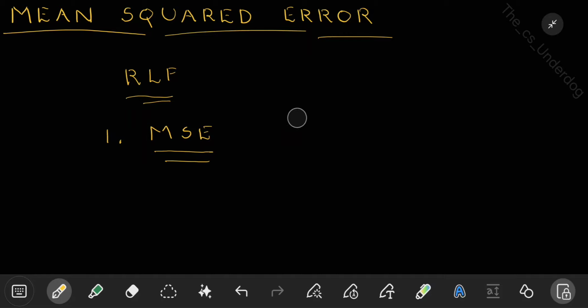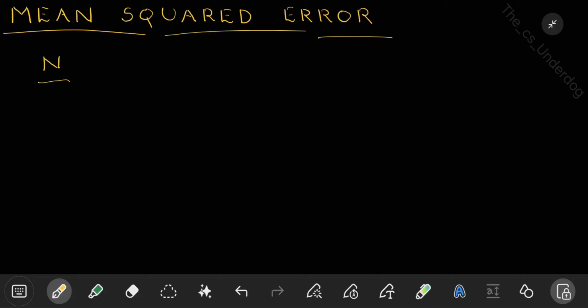This is a very widely used loss function or error function. Let us see what this is. First of all, let us say you have a data set which has a total of n samples. Each sample will be like xi, yi. So xi is your given input and yi is the actual output, or you can say the true value.